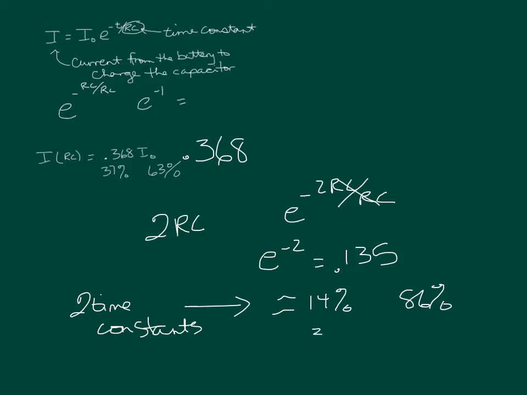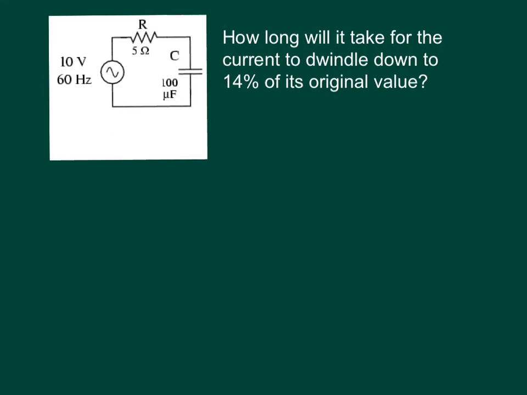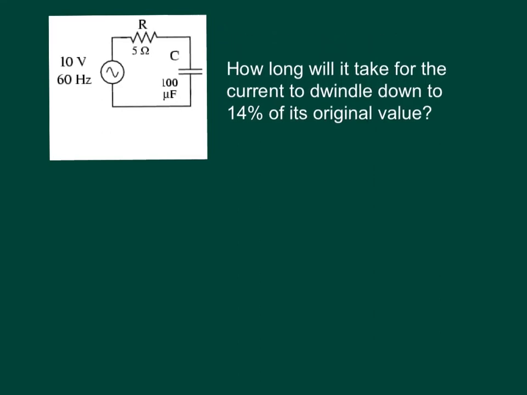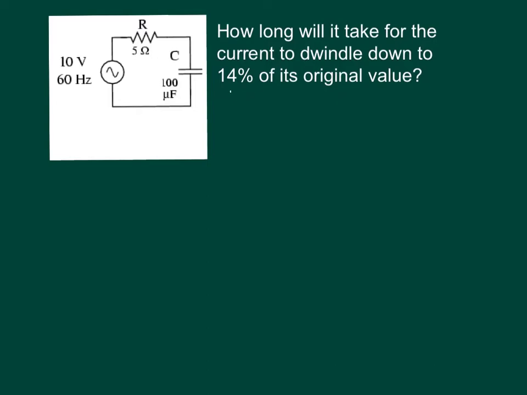And then the 37% and the 63% are after one time constant. So a lot of times what the questions will say is like this. So 14% is one of those magic numbers, and so our current is going to decrease, and 14%, from the previous page, is 2 time constants. Well, let's find out how big one time constant is.